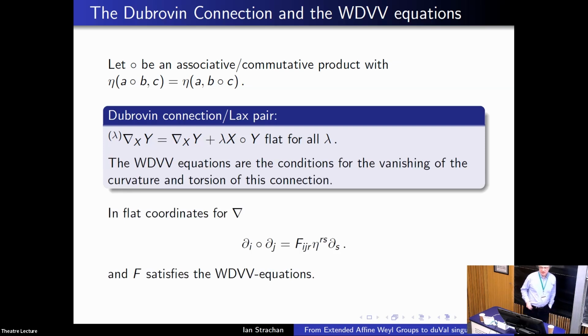So I have said the WDVV equations are what you get when you unpack all these zero curvature conditions in the coordinate system where the metric has constant form. And in these flat coordinates for this connection, the multiplication of vector fields just takes this form. So F is this prepotential, and it satisfies the equations of associativity, the WDVV equations. So the central object of study for me is how to find solutions F to the WDVV equations, which gives me this multiplication.